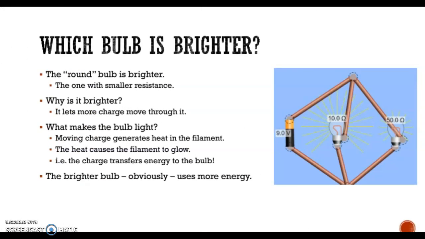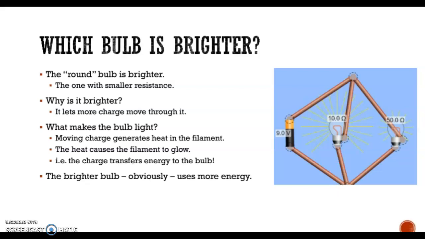Before we jump right into this activity, I want to ask just a couple of questions, and obviously I am going to answer those questions as well. The first question that I have is, which bulb is brighter? What we know about a circuit like this one, where we have two bulbs in parallel, a round bulb and a long bulb, one with low resistance and one with high resistance, is that the round bulb, the one with the smaller resistance, is going to be brighter, because it's letting more charge move through it.